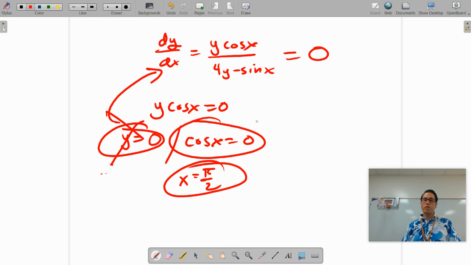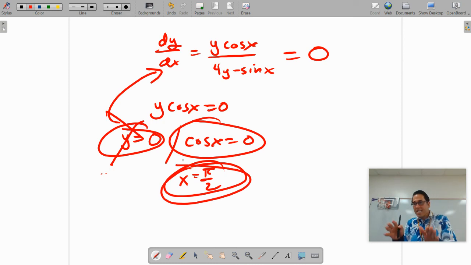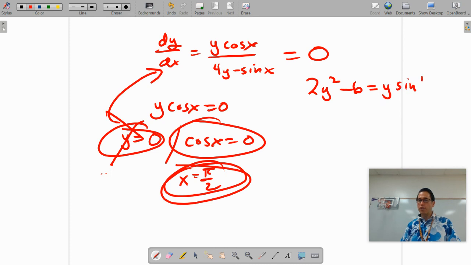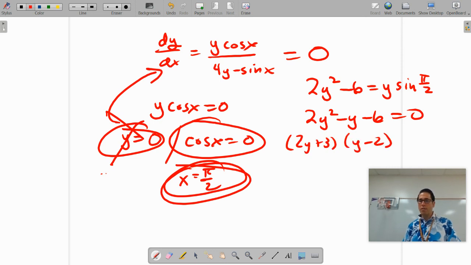Whenever I want to find the coordinates, we plug our x value into the, say it, original. So we're going to plug that into the original, and we get 2 pi squared minus 6 equals y sine of pi over 2, which is Ichiban. So we get 2 pi squared minus y minus 6 is equal to 0. Oh, and they give me a nice and easy factoring problem, right?